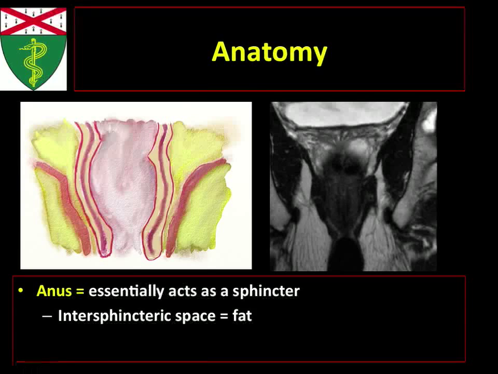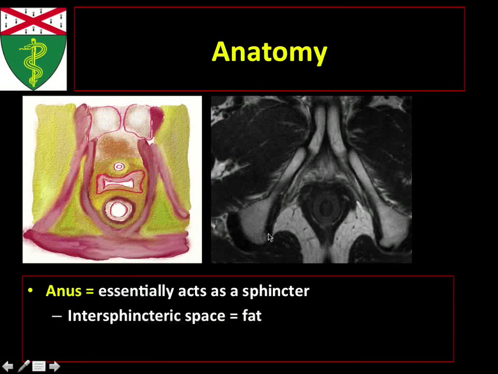On axial images, again, the internal sphincter is this whole thing over here. The external sphincter is the dark signal outside of it. And in between is the intersphincteric space, which contains fat and again has bright signal. If you know those three things, you're well ahead of the game.